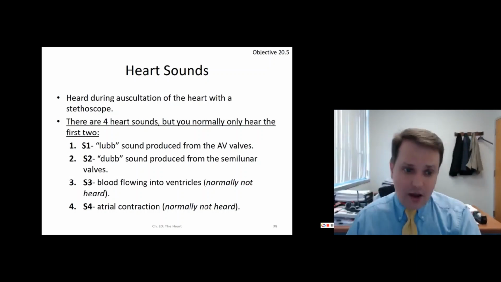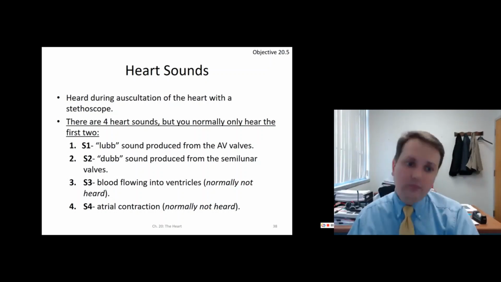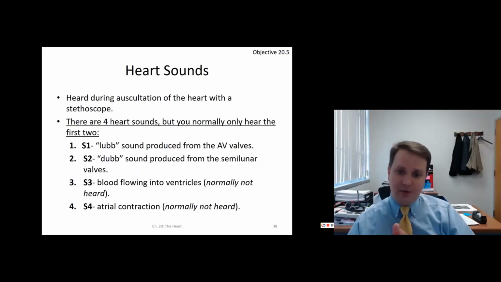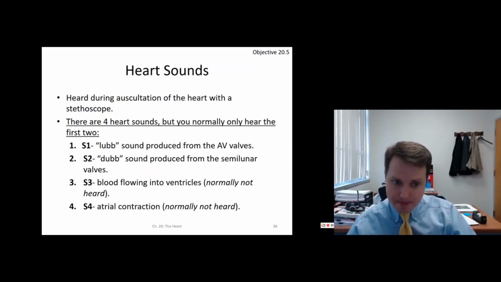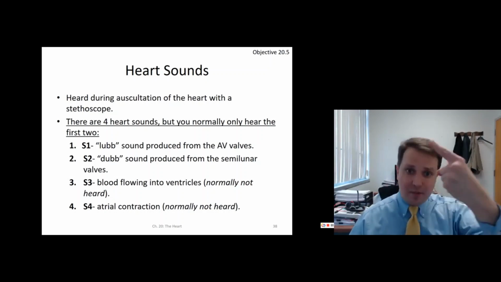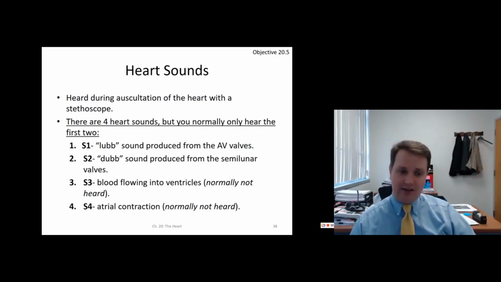Now, the lub-dub is S1, S2, the ones you're going to hear. S1 is the lub, S2 is the dub. S1 is produced in the AV valves. S2 is produced in the semilunars. AV valves open first in the cardiac cycle. Semilunars open second in the cardiac cycle.